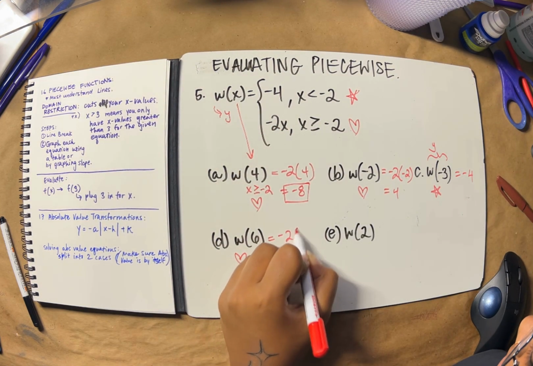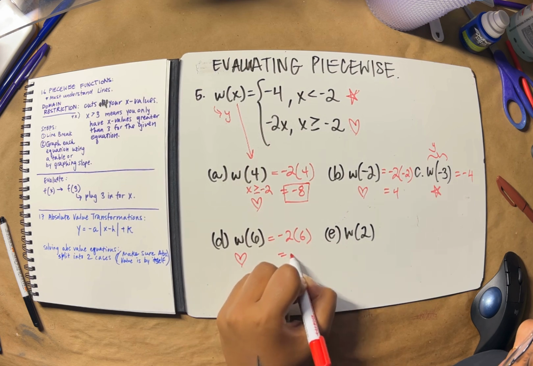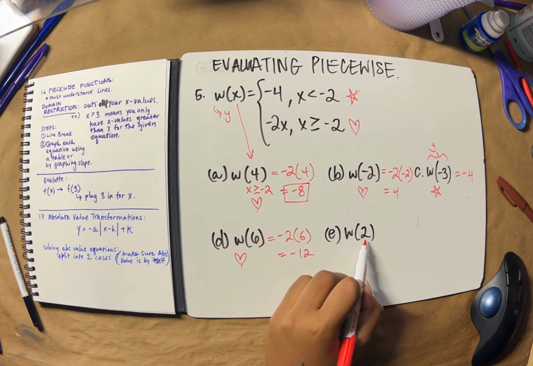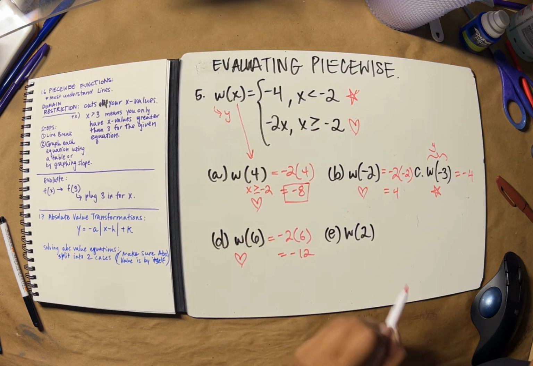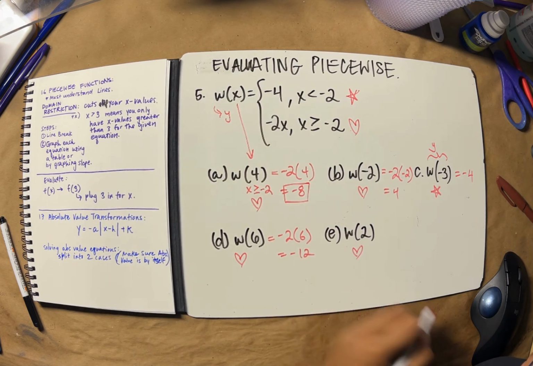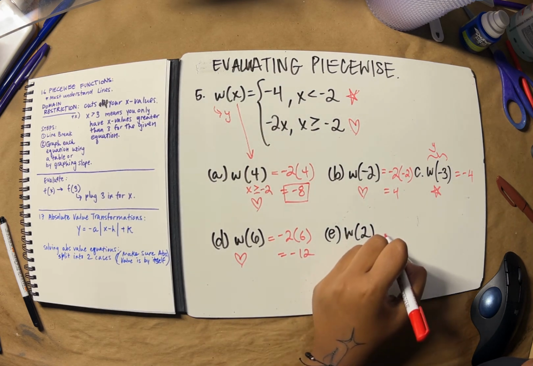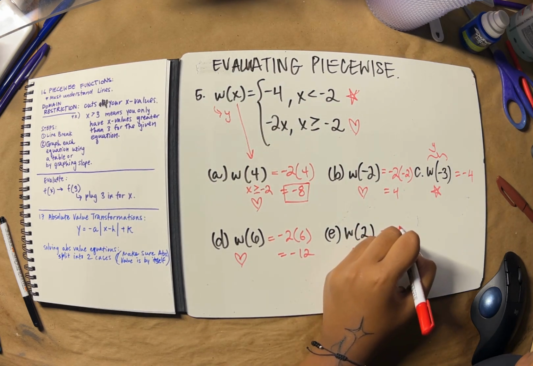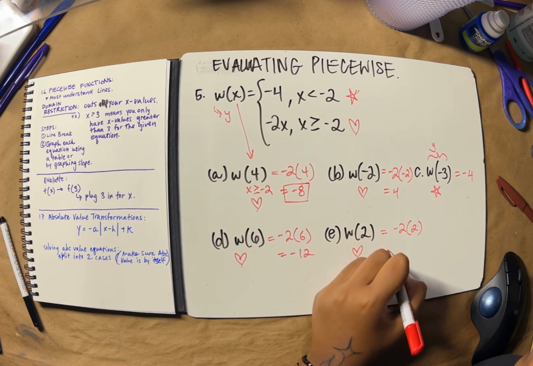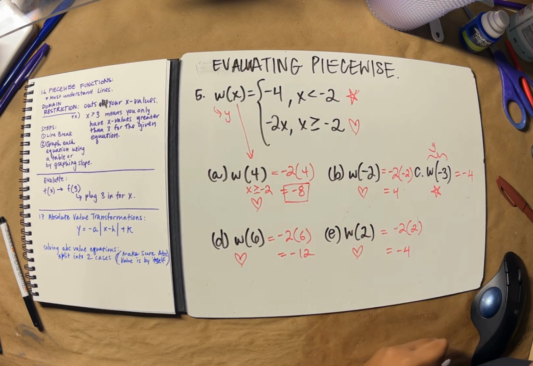Next, 6 is greater than -2, so I use the heart equation. I have -2 times 6, which is equal to -12. 2 is also greater than -2, so I am plugging into the heart equation, and this is equal to -2 times 2, which is -4.